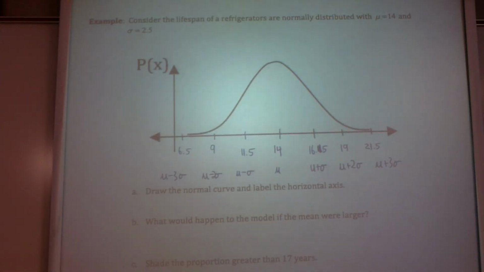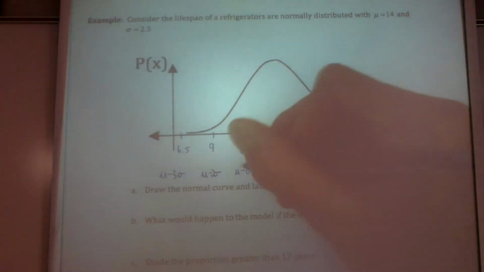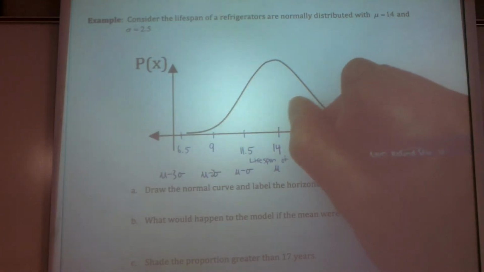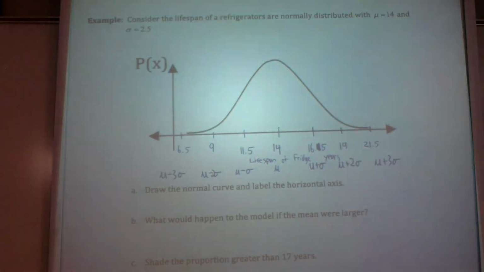So part A, draw the normal curve and label the horizontal axis. I should give this a label that this is lifespan of fridges. And we want to give the units, this is in years. Okay, so that was part A.